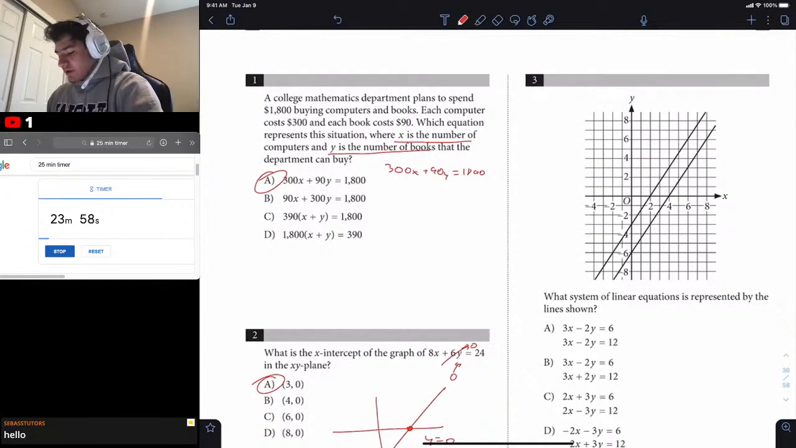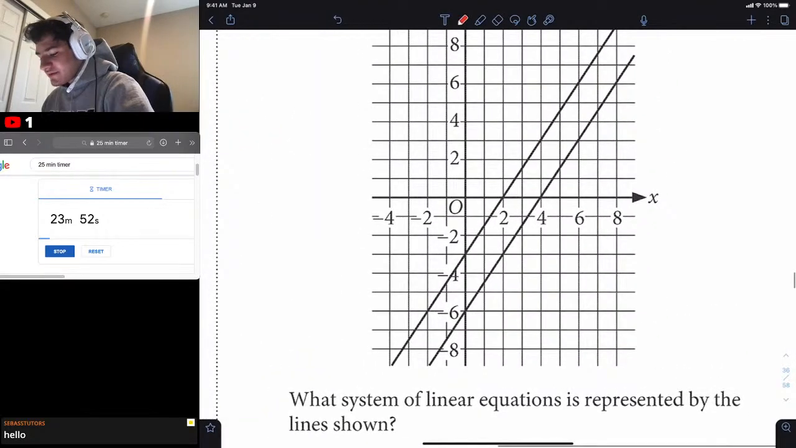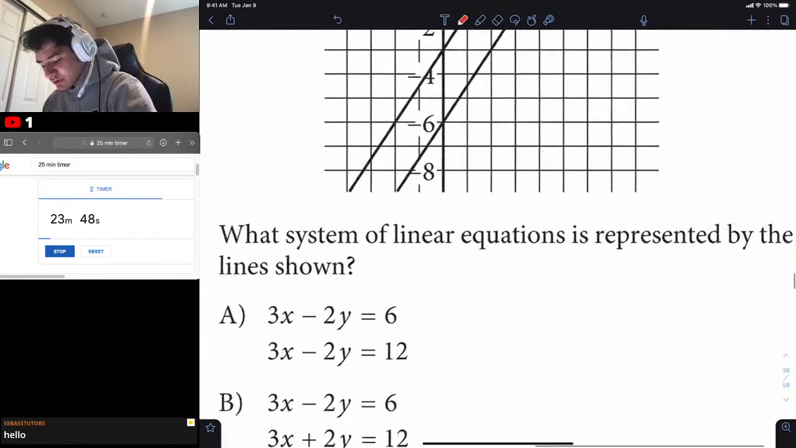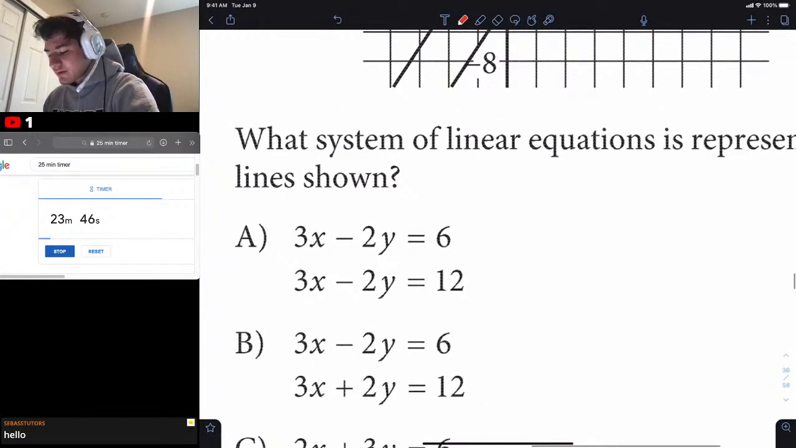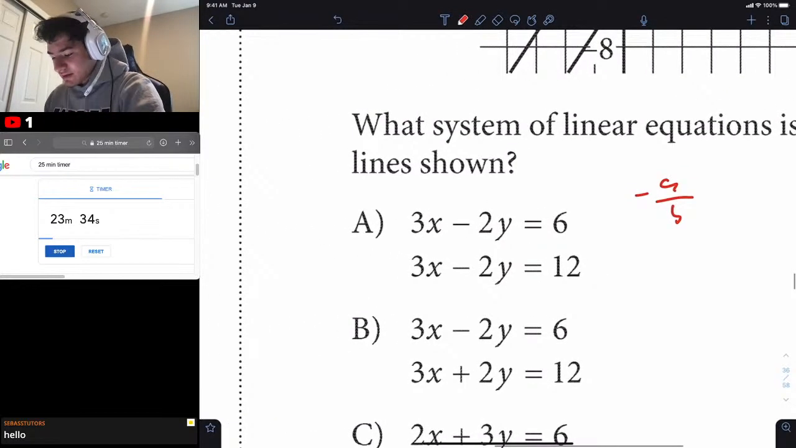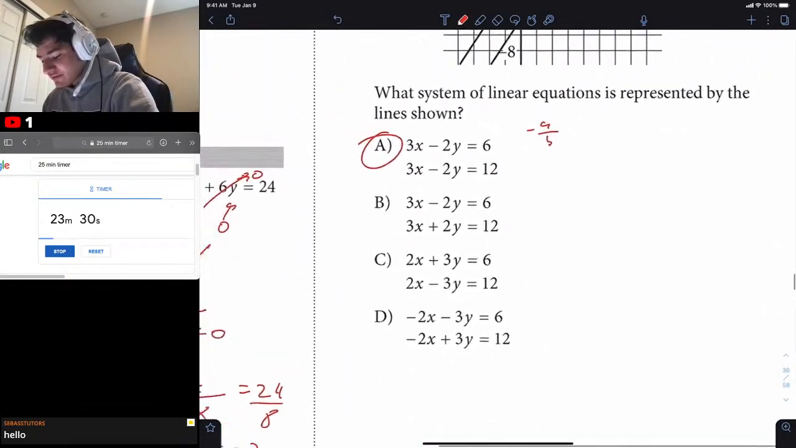Number 3, which system of linear equations is represented by the lines shown? Ooh, okay, so these lines clearly have the same slope, right? They're parallel lines, they're never going to intersect, there's no solution. Okay, when you're in this kind of form, the negative a over b is going to be your slope, where this is a and this is b. So we get negative 3 over negative 2, so 3 over 2, 3 over 2. I guess it is going to be A. Cool. All these other ones have different slopes.